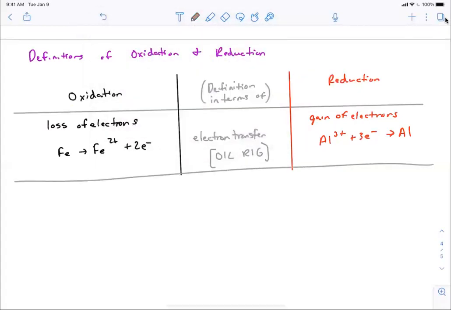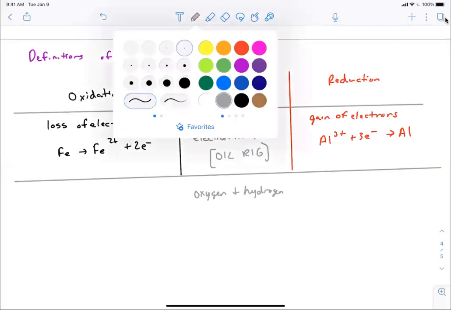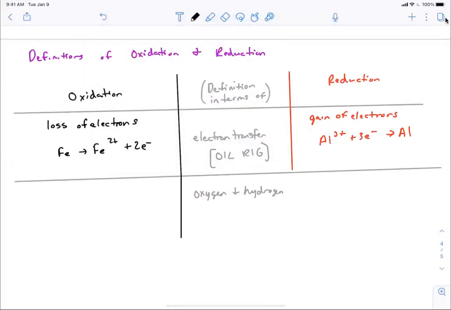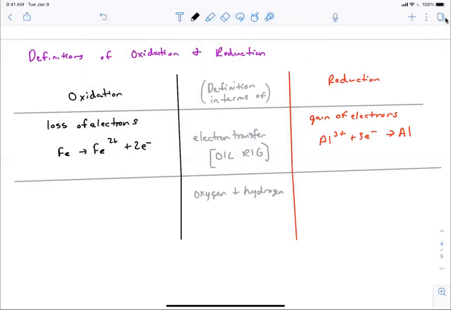Okay. The second one is in terms of oxygen and hydrogen, okay? It could be either or depending on what your context is. Usually it's oxygen, but you can talk about it in both senses, okay? Okay. So for oxidation, you have an increase in oxygen, or a decrease in hydrogen, okay?